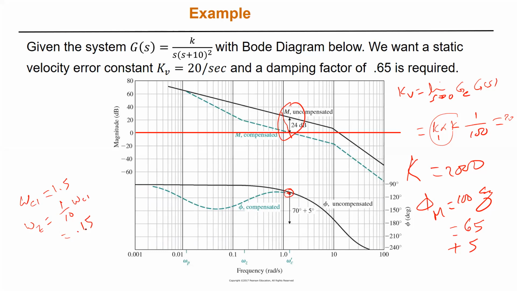This is where I will position my zero, and this will give me tau equal to 1/0.15. Now the alpha, we said I want to take out 24 dB. So alpha will be what? Alpha equals 10 to the power 24/20, whatever that value is going to be. And I am done.